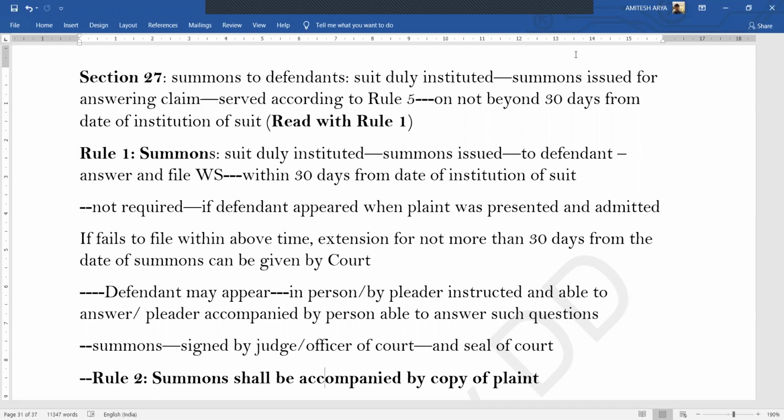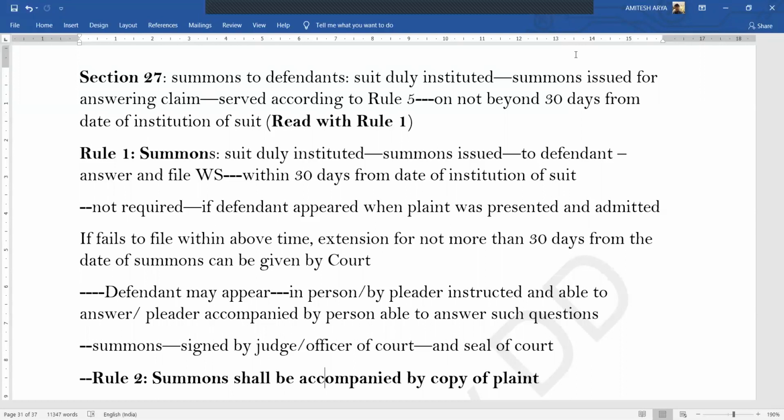Now, this has to be read with Rule 1, Order 5, which says that summons again has to be issued to a defendant, and the defendant will be called to answer and file a written statement within 30 days from the date of institution of suit. And it is not required if the defendant is appearing when the plaint was being presented and was admitted.